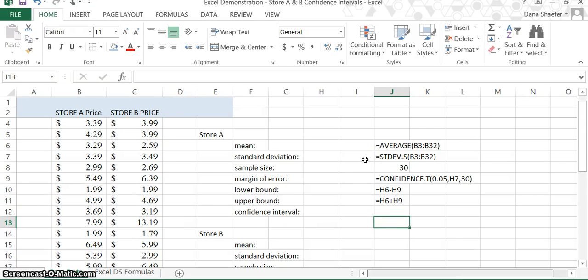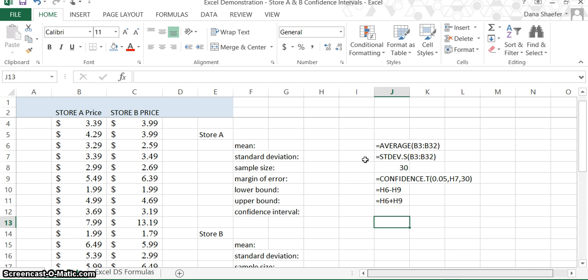This Excel demonstration has to do with confidence intervals. So I'm using an Excel workbook labeled Excel Demonstration Store A and B Confidence Intervals. So we're going way back. I'm using that old data way back from the descriptive statistics where we had the two stores and their prices, store A price and store B price. And now we're going to calculate confidence intervals.